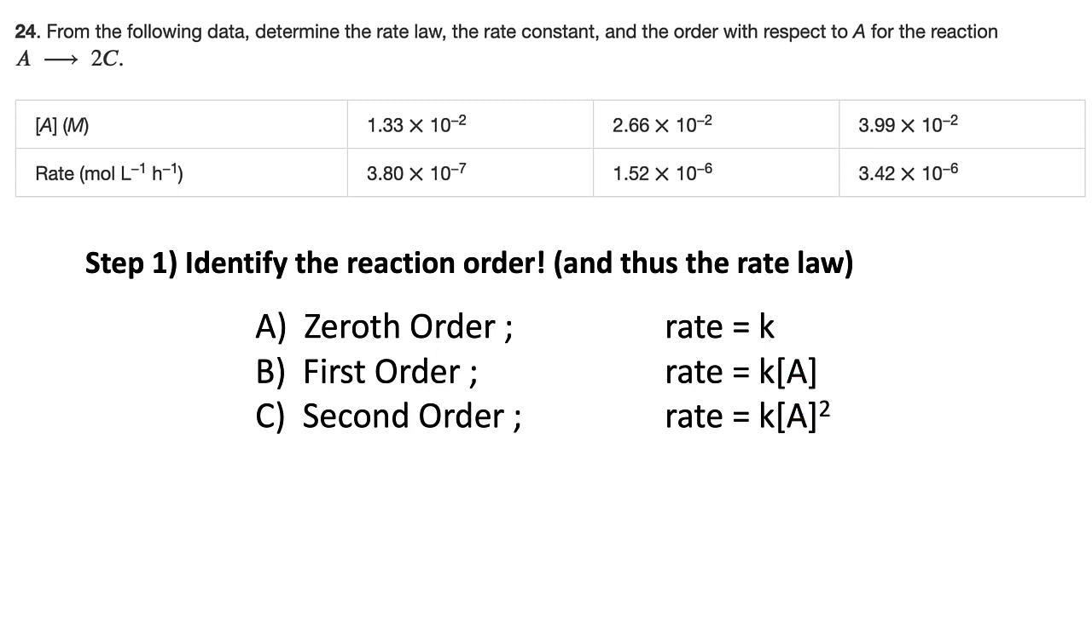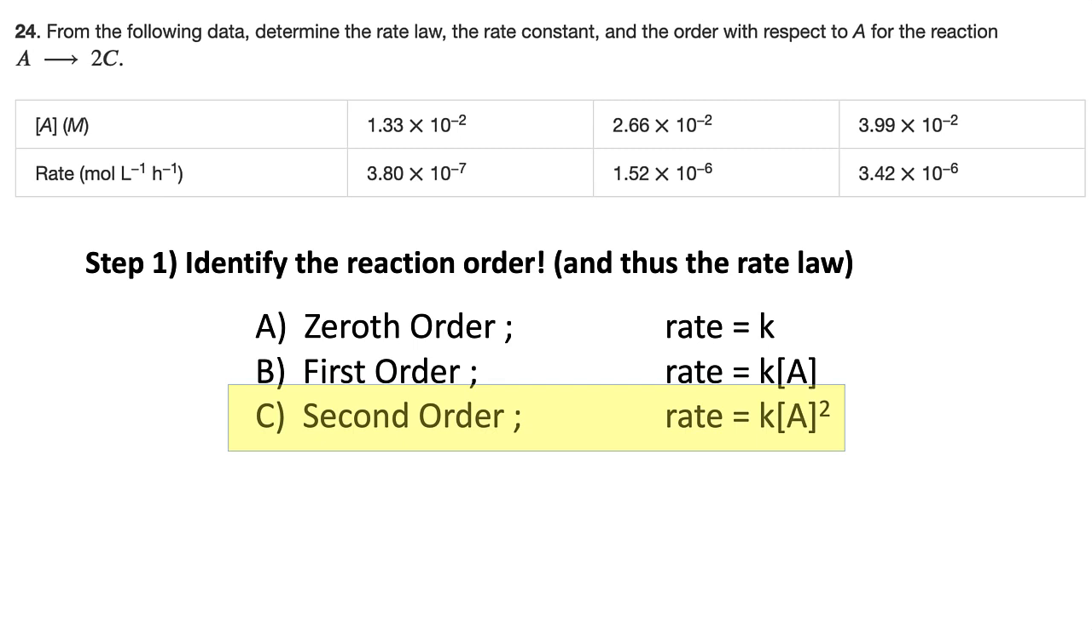All right, this is a bit of a tricky one, but what we've seen here is that if we take the first trial versus the second trial, the concentration of A is doubling. Then we ask, what's happening to the rate? And the rate is actually quadrupling. So in this case, a doubling of the concentration has a 4x effect on the rate, and therefore it's a second order reaction. We can see this in the other trials as well.